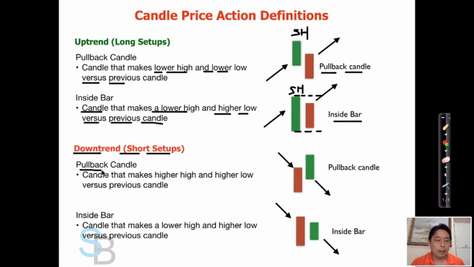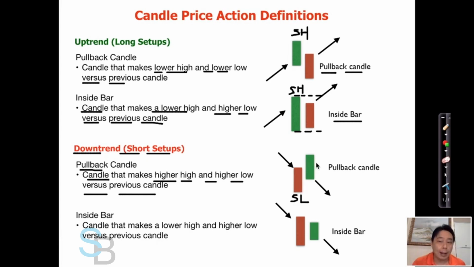So a pullback candle, again, is a candle in this case that makes a higher high and a higher low as compared to the previous candle, which is a swing low candle. So in this case, we're going to go down. It's a downtrend, and this candle happens to be the swing low. Why? Because it's the lowest point of the trend at that point of time. So right after the swing low candle, we see a pullback candle. This is the pullback candle.